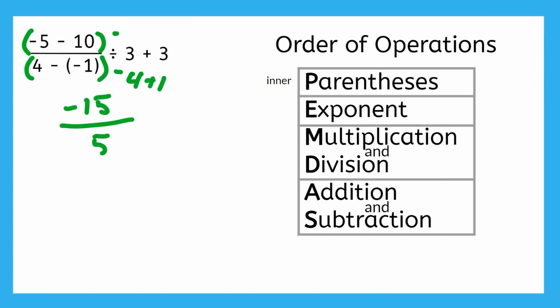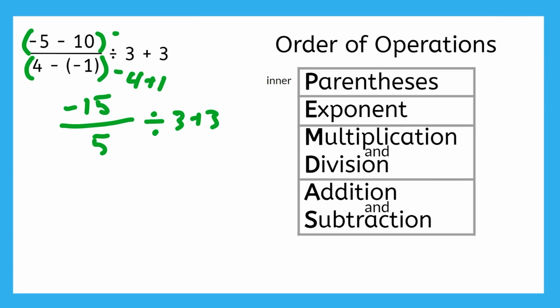Since fractions are just division, we're left with -15 divided by 5 divided by 3 plus 3. Now that all the parentheses are gone, we can move on with PEMDAS. There aren't any exponents. The next step is to do all multiplication and division from left to right. There are 2 division operations.